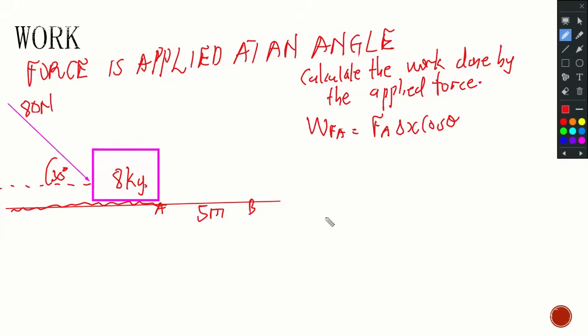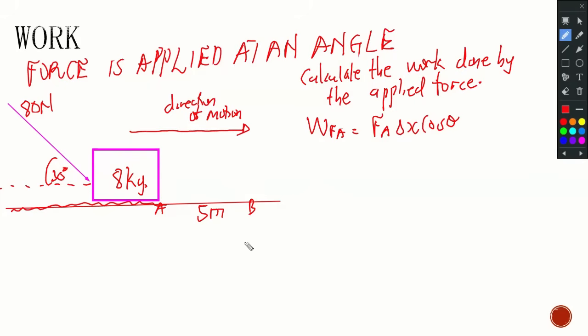Now, if we are to show a representation of this, obviously the fact that this is being applied at an angle doesn't mean that the block will be going downward like this. The block is still moving like this horizontally. So this is the direction of motion. It is only the force that is being applied at an angle, but then this block is moving horizontally.